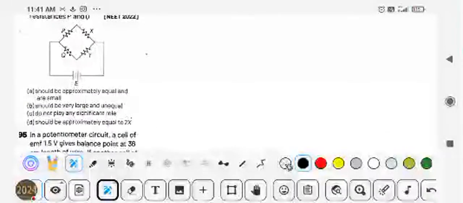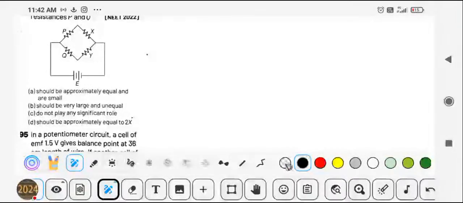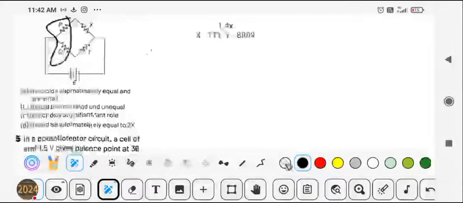They are asking for the most precise value. How to find this most precise value? For the most precise measurement of an unknown resistance X, the resistance P and Q should be approximately equal and should be small so that it could decrease the error in the experiment. You all know how to decrease the error. If you want to decrease the error, the P and Q values both must be the same, and the lesser the quantity of them, the lesser the error. That means they should be approximately equal and small.